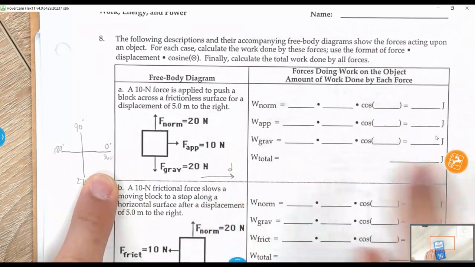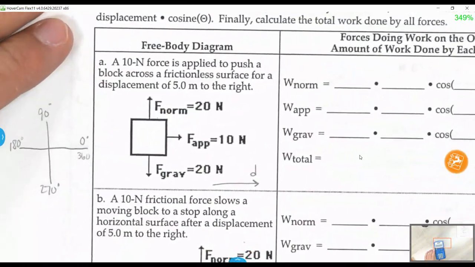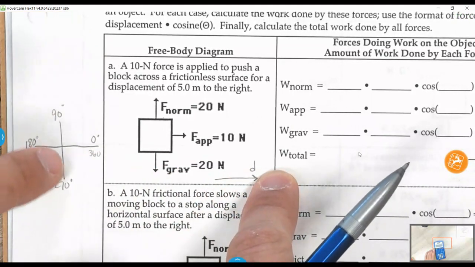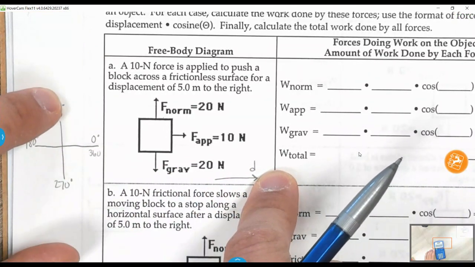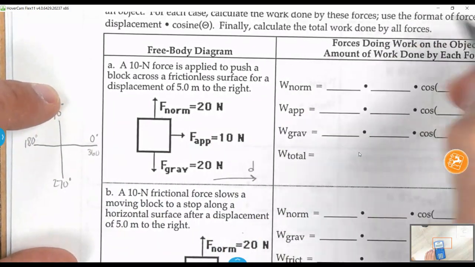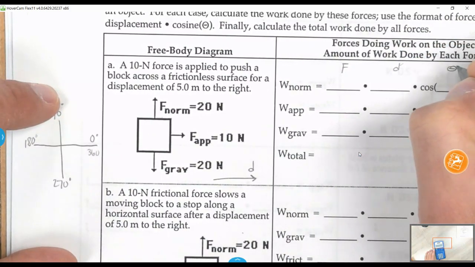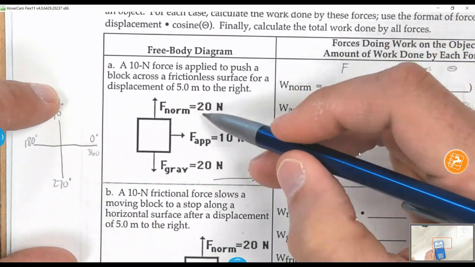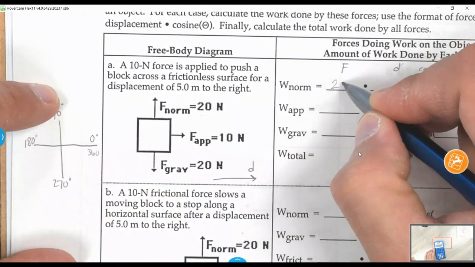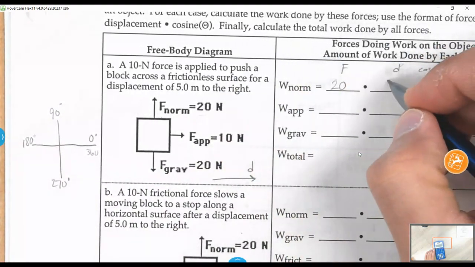But look where normal force is. Normal force is being applied upward. So even though we have this thing moving to the right, the normal force is applying this upwards. So we're going to take the equation F D cosine theta. What is the work? All right, what is the force on the normal here? 20 newtons. Displacement is 5 meters.